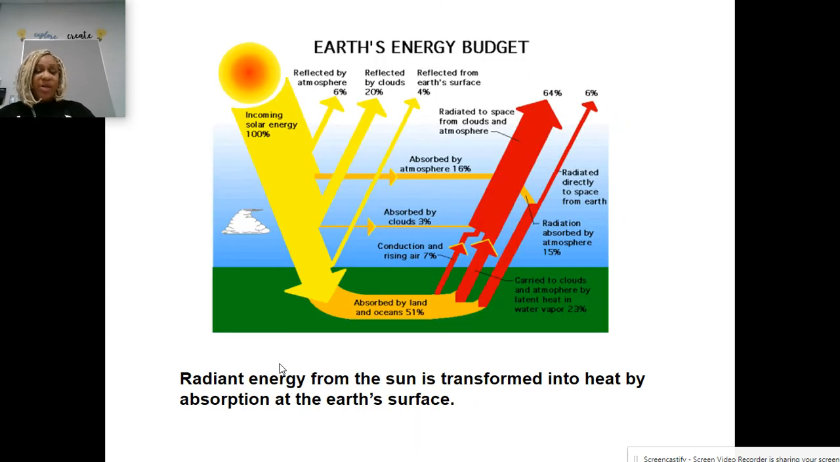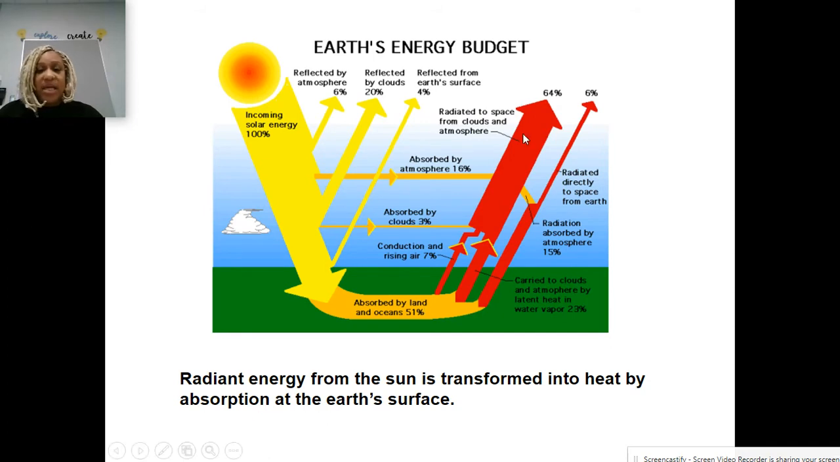So, Earth's energy budget. Well, we're talking about the sun. Your incoming is 100% solar energy, right? But notice how it goes in all different angles, different areas. For example, 6% is reflected by the atmosphere, 20% reflected by the clouds, 4% is reflected from Earth's surface, right? That's the surface area. Then, of course, you have 51% absorbed by the land and the oceans.